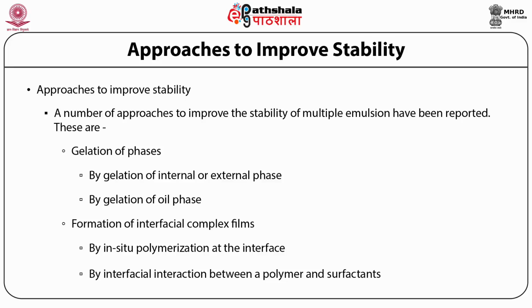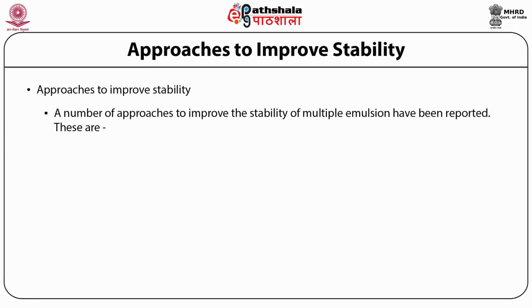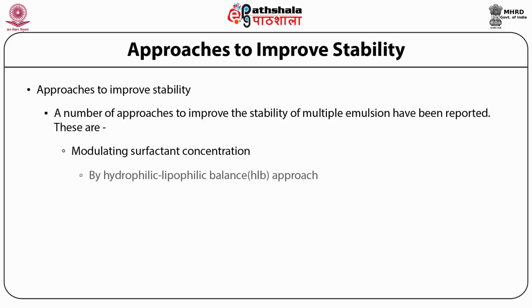Similarly, the hydrophilic poloxamer surfactant of high molecular weight, like poloxamer 403, was found to enhance the stability of water in oil in water emulsion when used as an emulsifier. The third approach is modulating the surfactant concentration. A stable emulsion is formed when a suitable surfactant with required HLB is used.